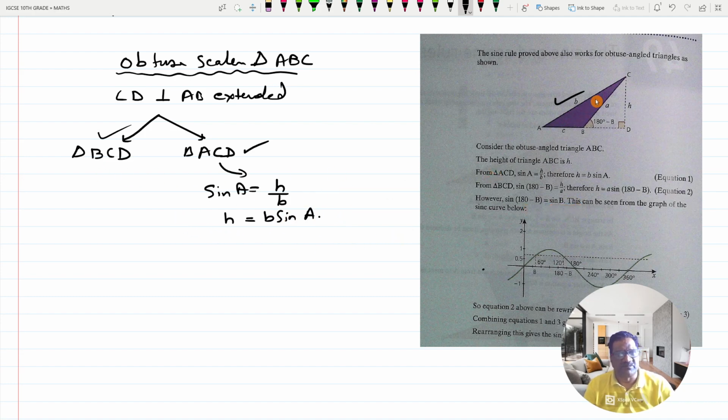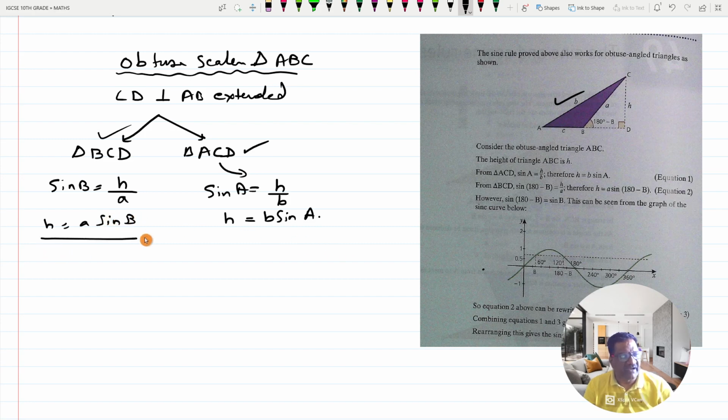Now coming to this smaller triangle BCD, the non-purple triangle BCD, suppose I want to write down an expression for sine B. Sine B will be equal to opposite, that is H, upon the hypotenuse. Now the hypotenuse of this BCD triangle happens to be A, so I'll write A over here. Now if I rearrange, I'll get H equal to A sine B.